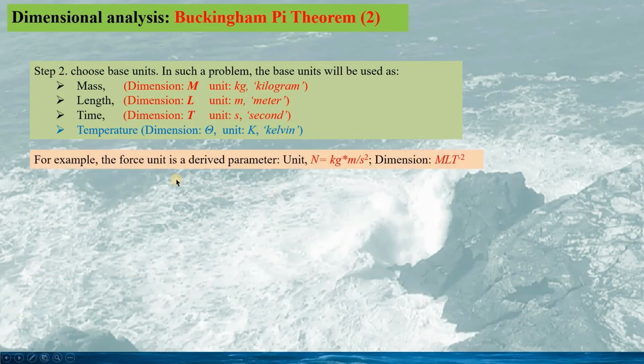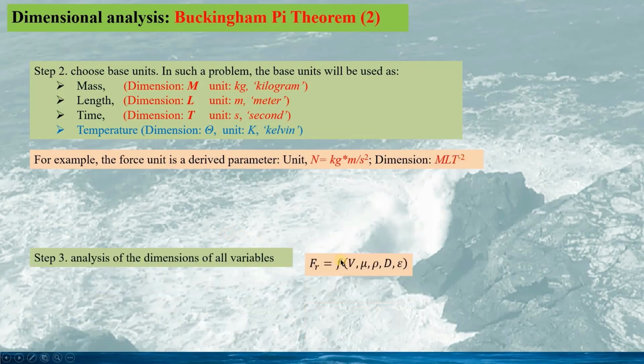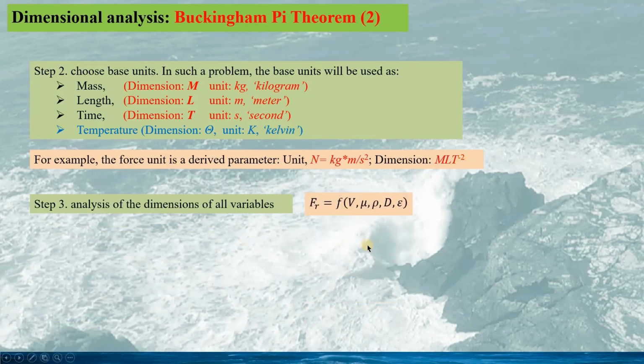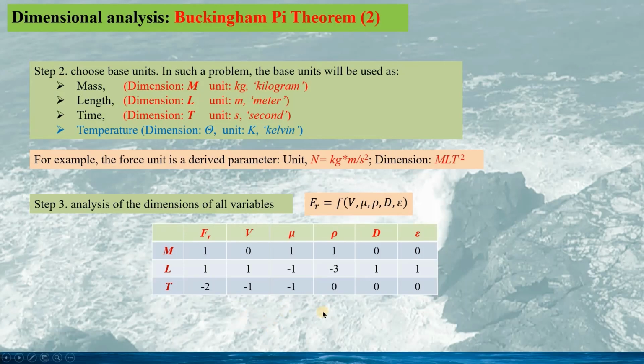For instance, the force has the unit Newton, but it is a derived unit given by a combination of the base units mass, length, and time. So the dimension can be expressed as M L T to the power of minus 2. So in the third step, the dimensions of all 6 variables are analyzed, given in this table.